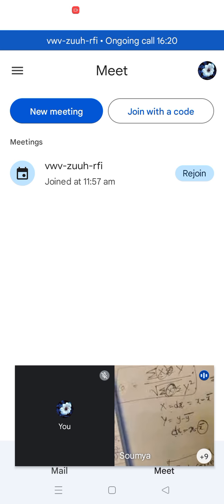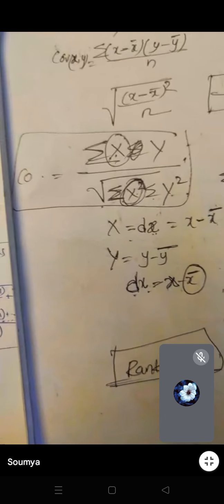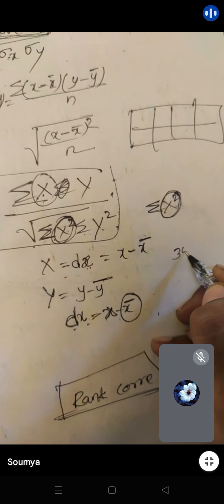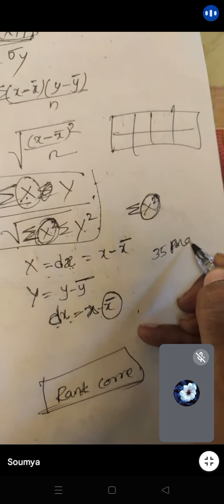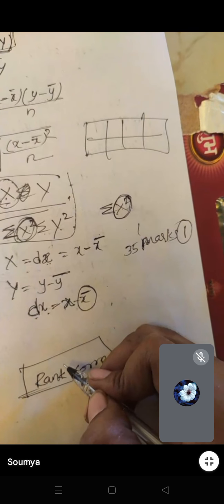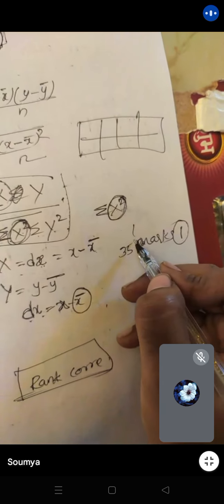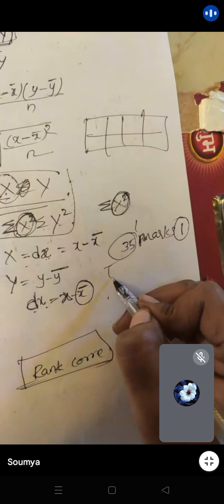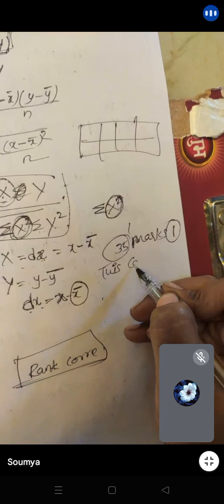Which we have found in correlation, we will give rank to correlation. That's it. That means if you have 35 marks, the highest marks in your subject, this will be the first rank. If you are giving ranks to the data, that means rank correlation is one type of finding correlation.